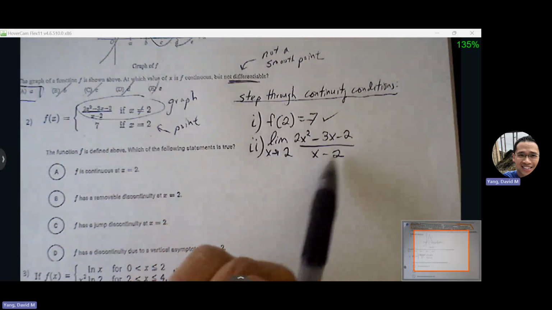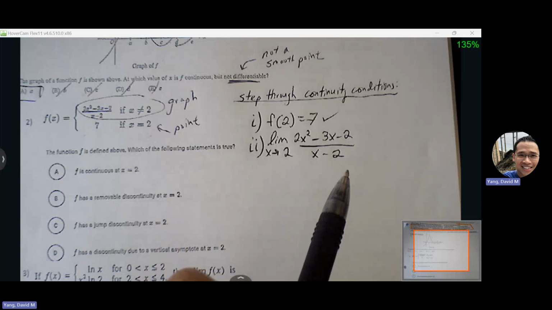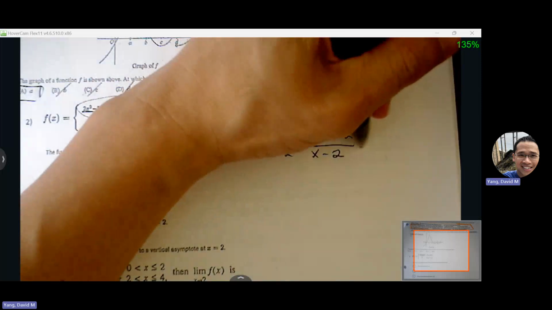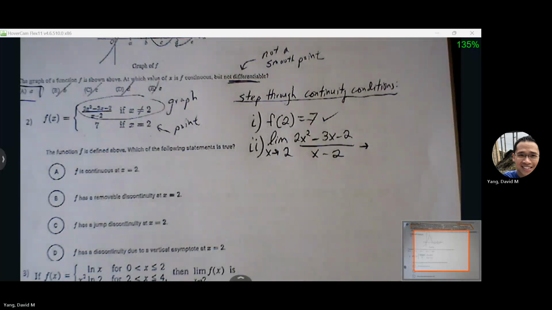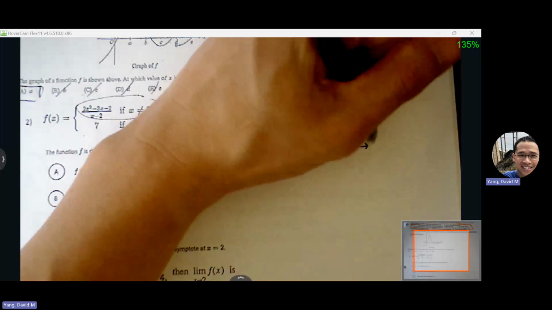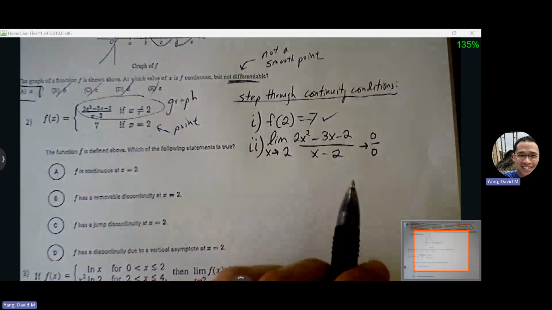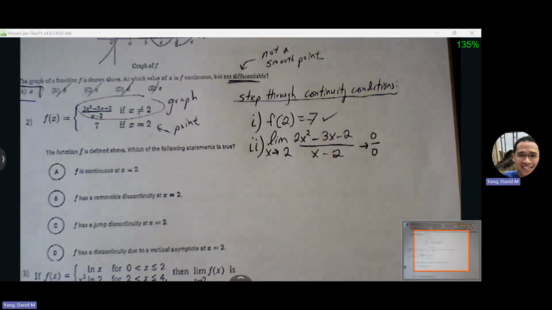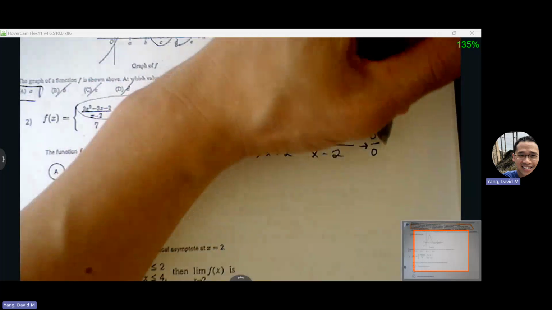Anytime we see a limit problem, our first step is always just direct substitution. So we plug 2 in for x, get 8 minus 6 minus 2, which is 0. We get 0 over 0. So we can go through factoring, but I think most of us prefer L'Hopital's rule. It's quicker, a little faster.